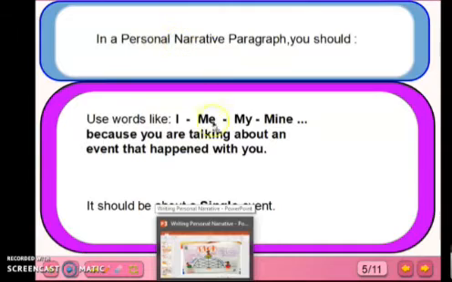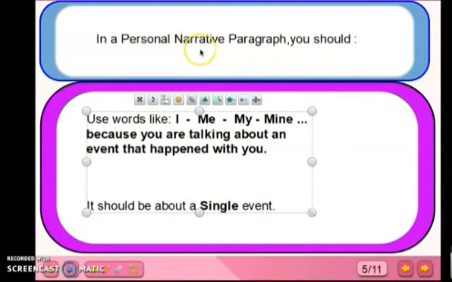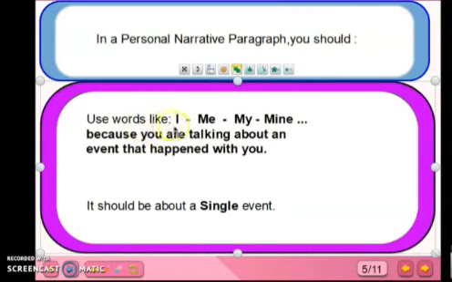Okay. In a personal narrative paragraph, you should use words like I, me, my, mine. These words are very important because you're talking about yourself. Because you are talking about an event that happened with you, it should be about a single event. So this means that you should talk only about one event. One event, like for example, you are talking about how you lost your dog in the park. So this is what you are talking about in your paragraph.